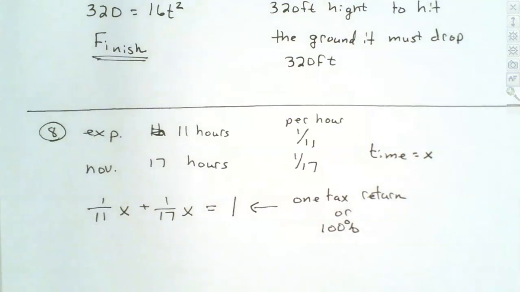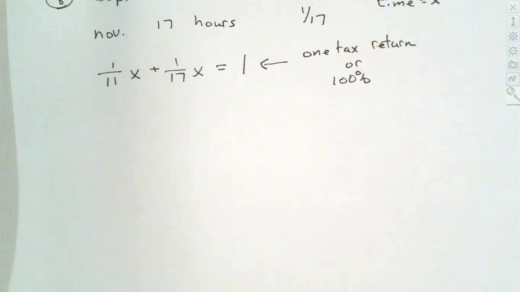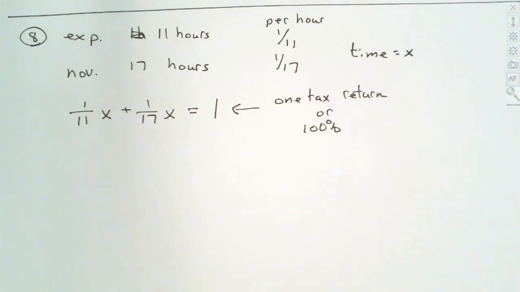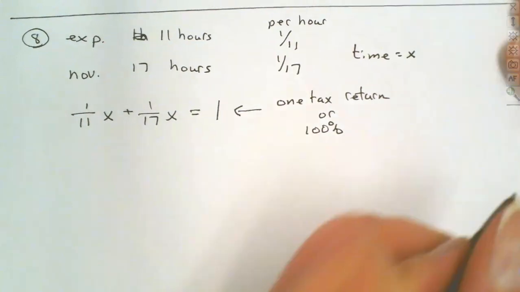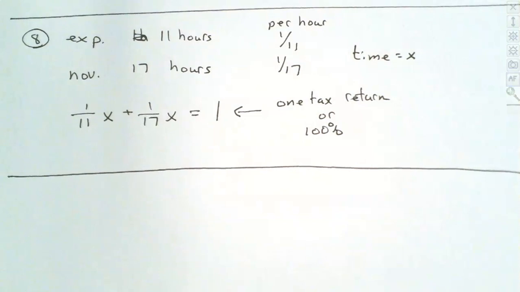So that means we're going to be able to do one tax return. It always equals 1. Every single time on all of these work problems, it equals 1. It doesn't matter if you've got two people mowing a yard or painting a house. It's always going to equal 1 because you're going to mow one yard, you're going to paint one house. In this case, we did one tax return, so it's going to equal 1. Always equal 1, and they can either add or subtract.